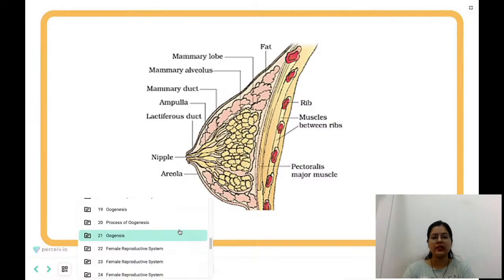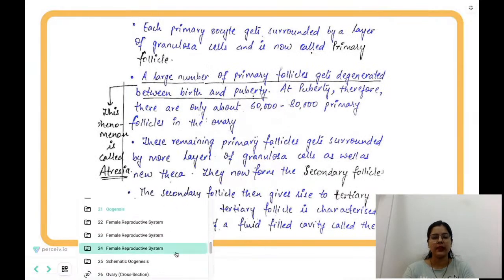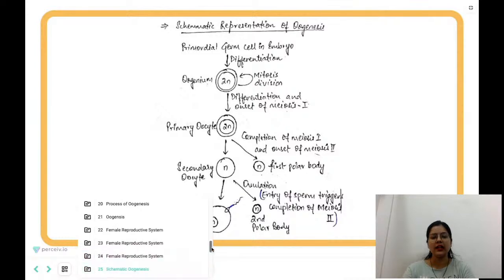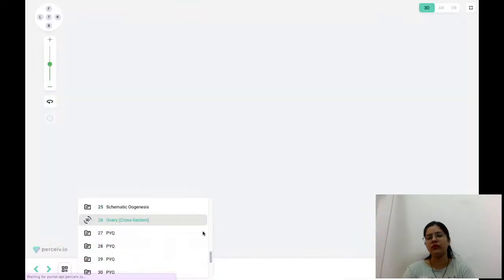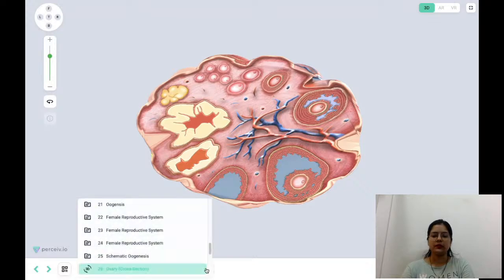Then we have seen the process of oogenesis as well. Oogenesis का process देखा. तो उसमें we have basically seen the schematic oogenesis, है ना. इसमें हम लोगों ने oogenesis देख लिया. And lastly, we have seen the structure of the ovary का cross section. So we have covered up your entire human female reproductive system. All right. Now let us start with the question parts now.